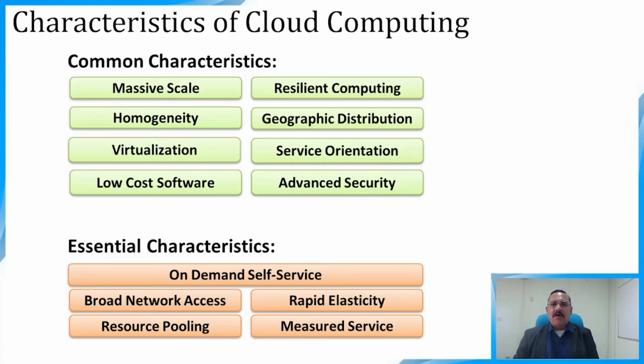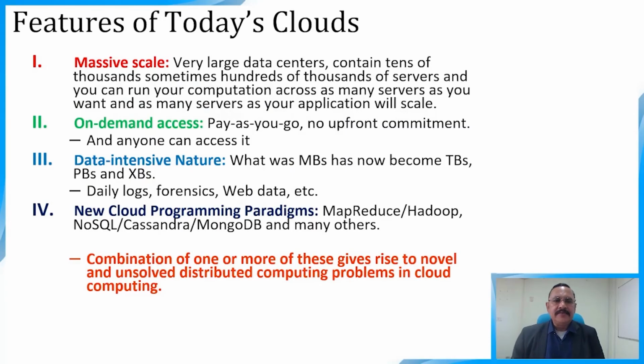So, some common characteristics of cloud computing are massive scale, homogeneity, virtualization, low cost software, resilient computing, geographic distribution, service orientation, and advanced security. Now, the essential characteristics are on demand self service, broad network access, rapid elasticity, resource pooling, and measured services, among others. So, now let us go inside all of that. They are called the features of today's cloud, and they are divided into 4 different categories to understand all the features of today's cloud.